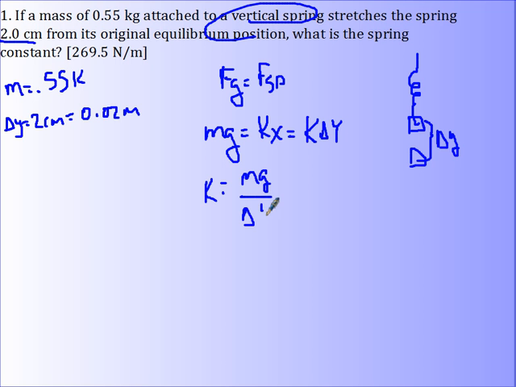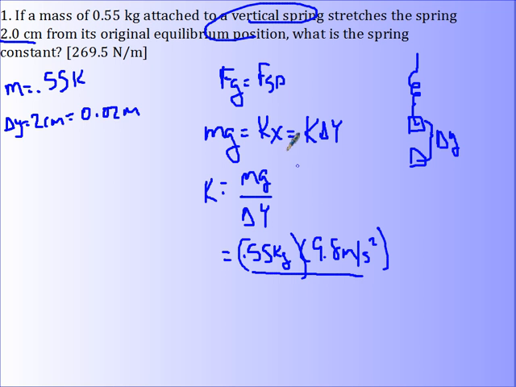So k is mg over delta y. The mass is 0.55 kilograms. g is always 9.8 meters per second squared, divided by the displacement, which is 0.02 meters. And you get that k is 269.5 newtons per meter.